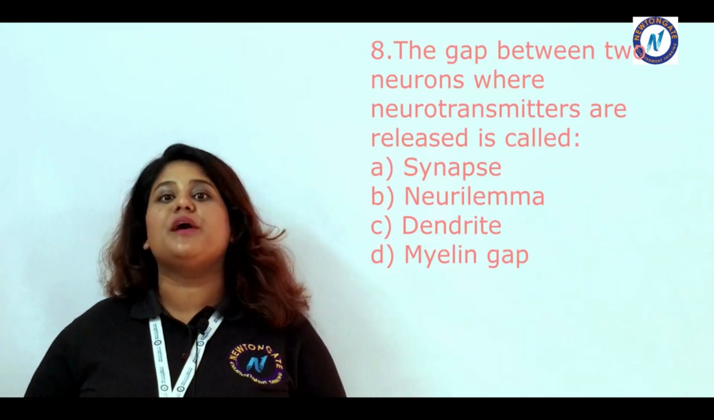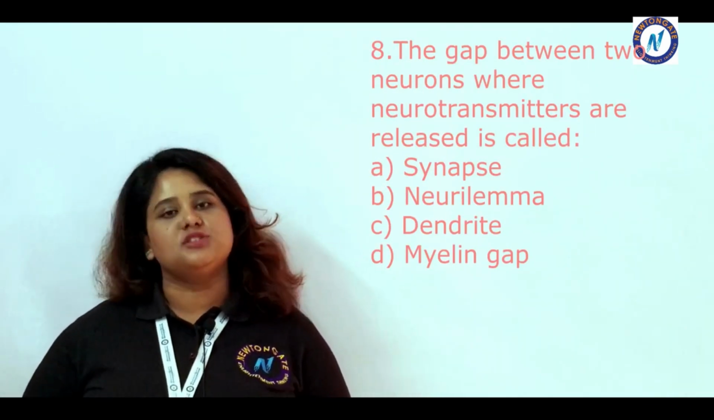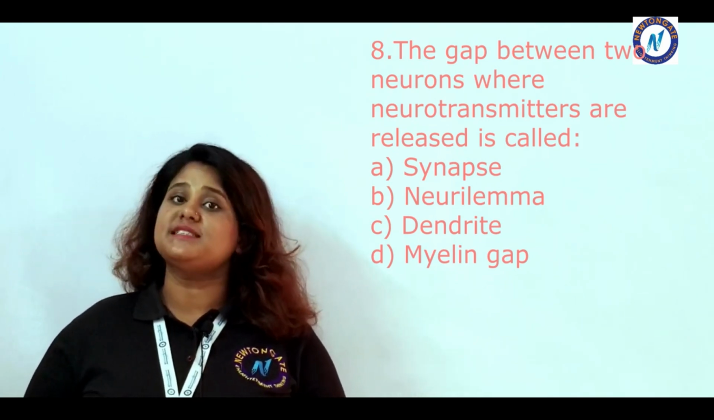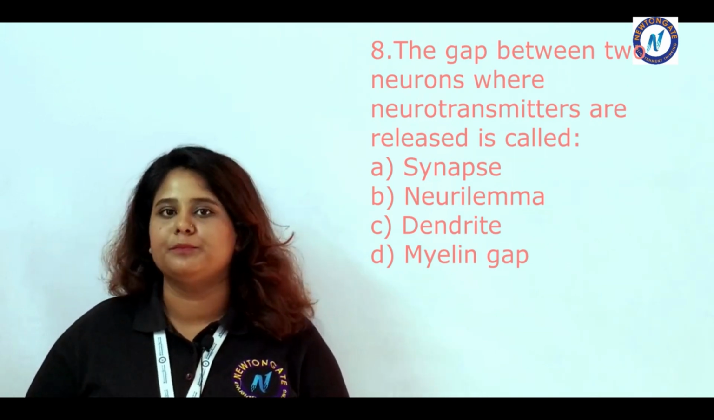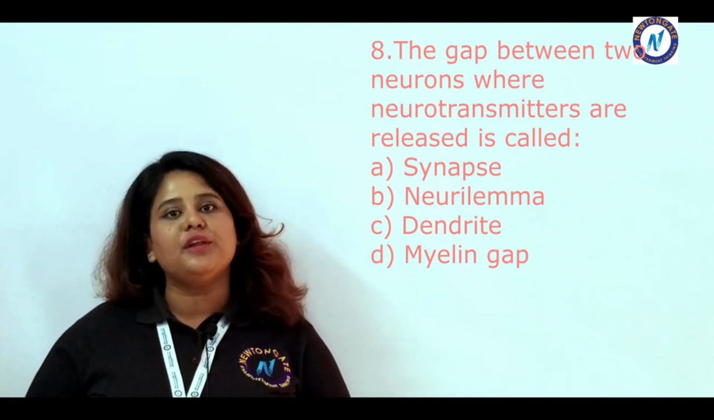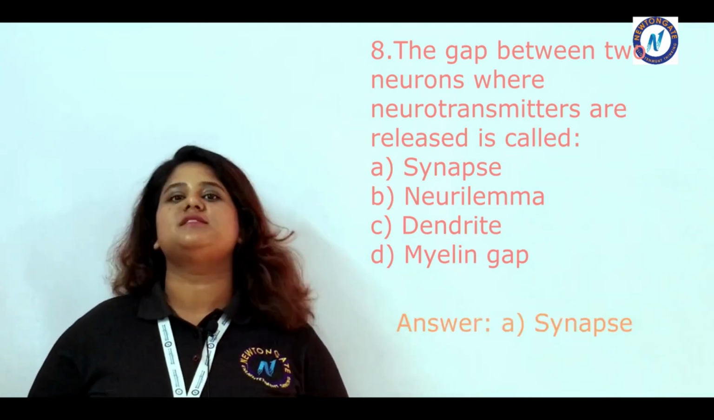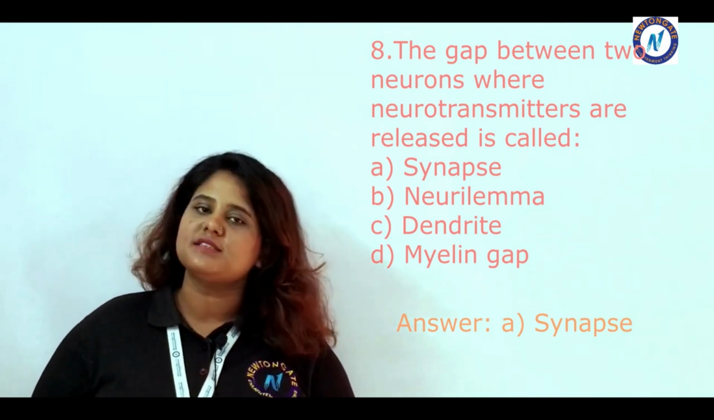We come to question number 8. The gap between two neurons when neurotransmitters are released is known as. Option A, synapse. Option B, neural lemma. Option C, dendrite. And finally, it's myelin gap. The answer is very obvious. It is the synapse. I've already discussed the synapse is the gap between the two adjacent axon and dendrite, where neurotransmitters are present for the transmission of signal from one end to the adjacent one.